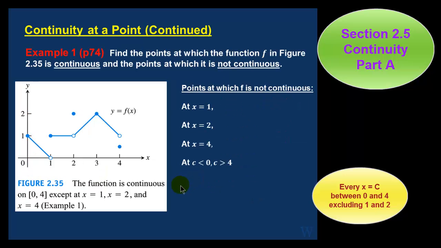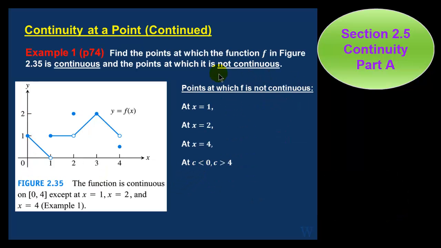On the other hand, if we want to find out where it is not continuous, let's look at these points where it's not continuous and find out why. At x equal to 1, what is the limit of f of x as x approaches 1? Well, we already discussed this in class and we said that the limit does not exist. Although we do have a function value, f of 1 is 1, the limit does not exist.